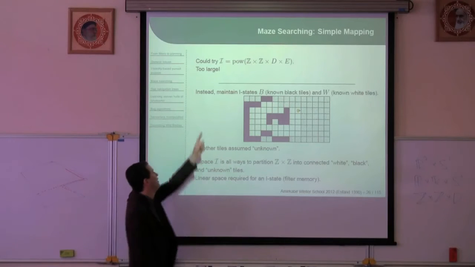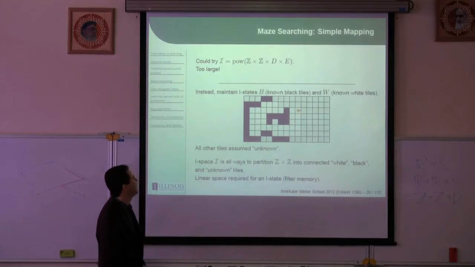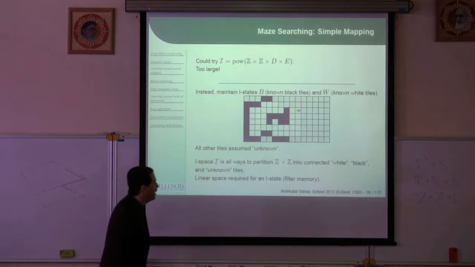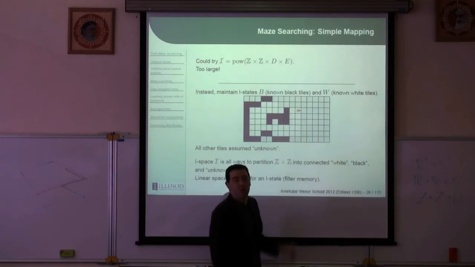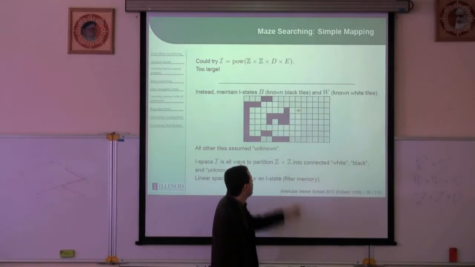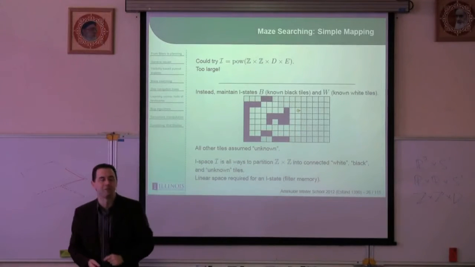So I can represent sets in here, this power set, but I do it in kind of a clever way as follows. If I've been on a white tile already, then I mark it as white. If I've tried to go into a black tile, and I notice that it's black, I mark it black.